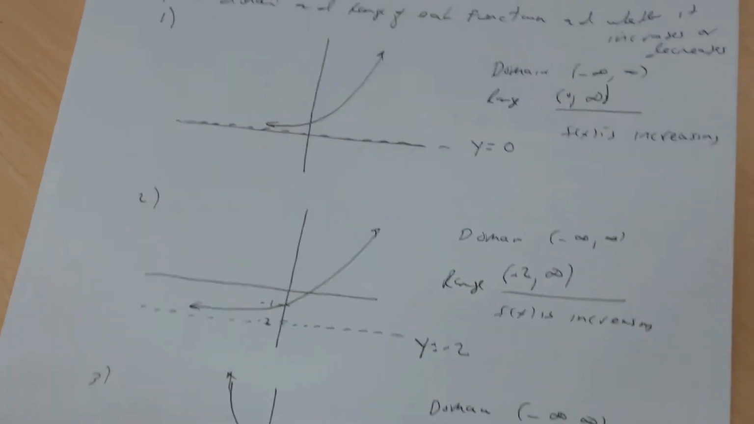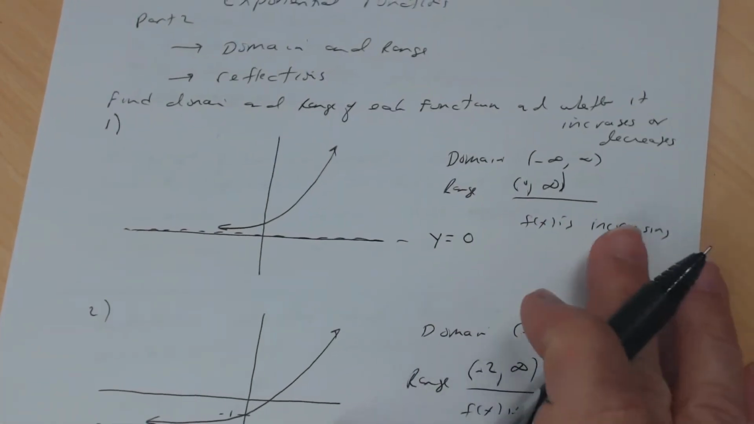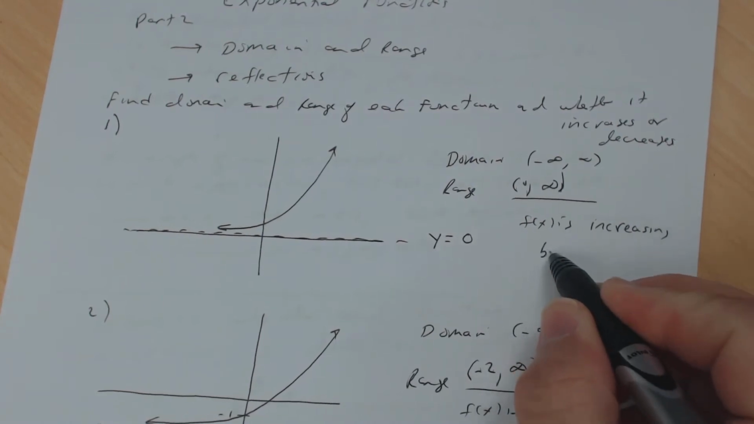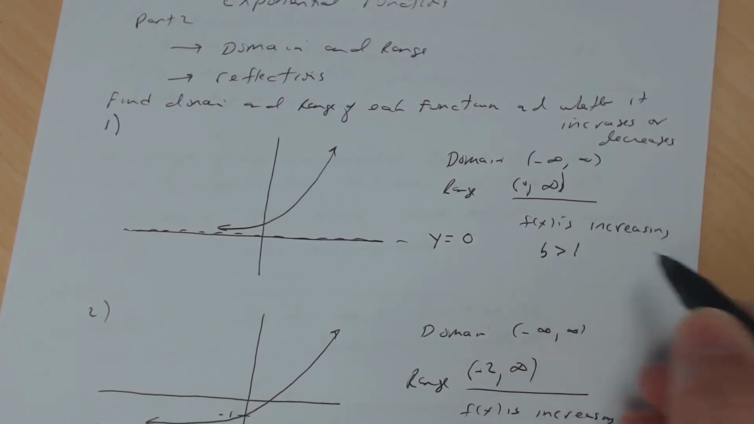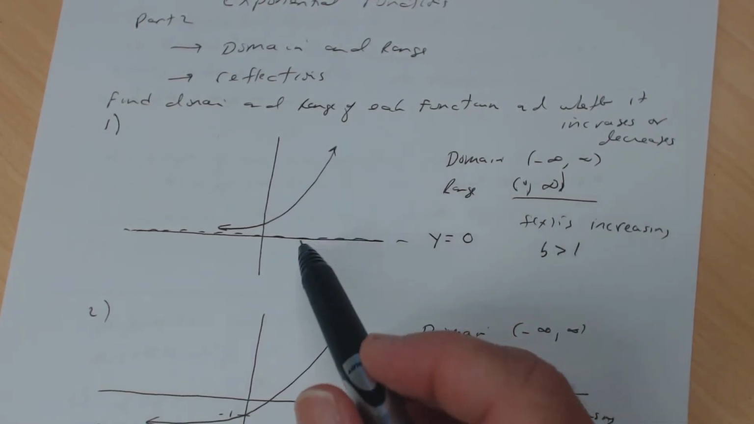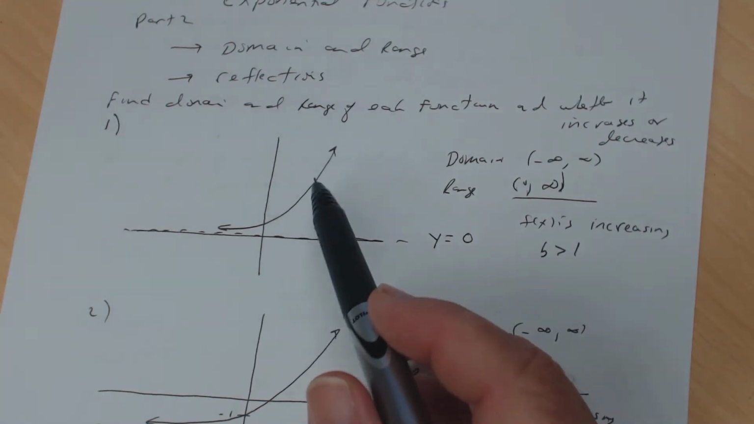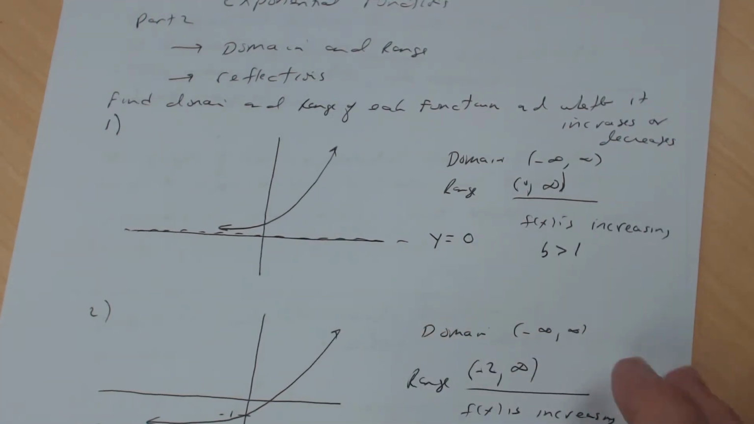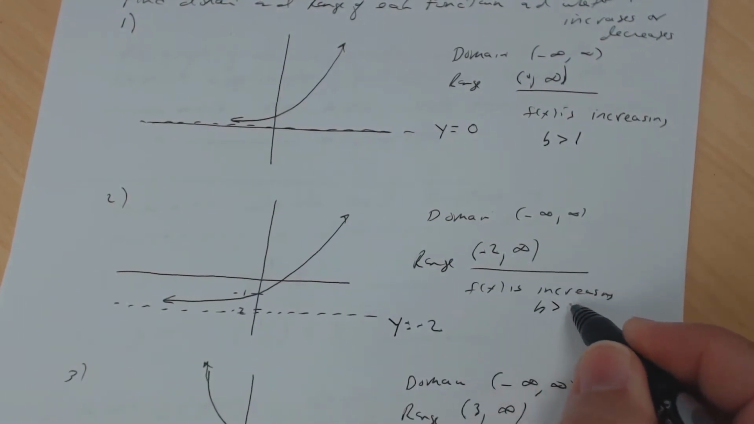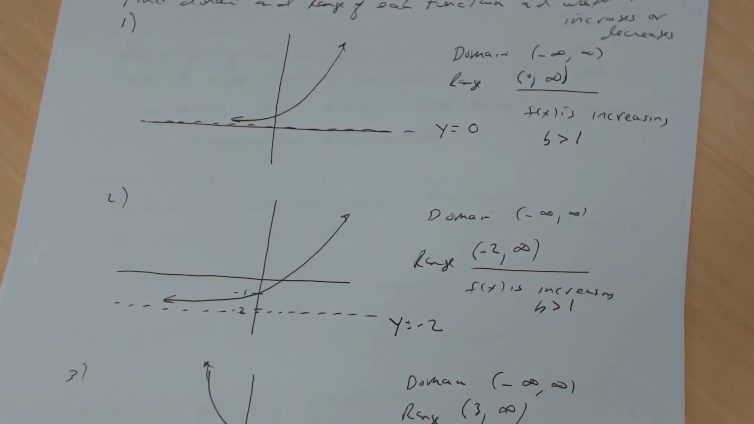All right, let's talk about what the base is, just to remind you. So if the function is increasing, remember what that means. That means that b is bigger than 1. That's what that means. My base is bigger than 1. So something like 1.6 to the x power, 2.8 to the x power, and so on. All right, so here my function is increasing, so my base is bigger than 1.